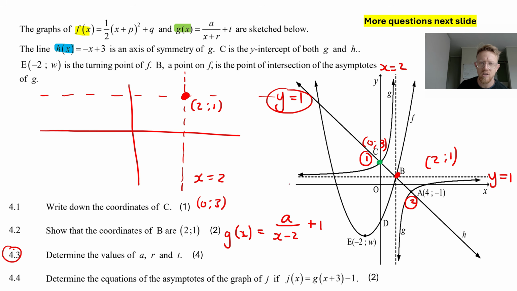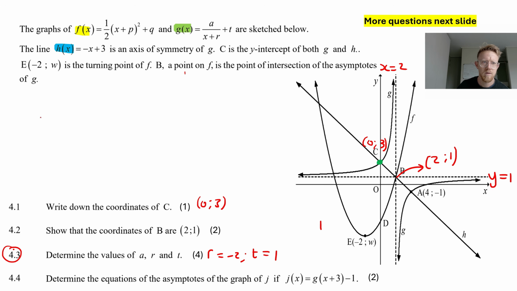So that means that the r value is minus 2. The t value is 1. And then the last thing we need to go and find now is a. But that's easy, because if we have the equation a over x minus 2 plus 1, the only unknown letter is a. So all that you do is you find any point on the graph. So any point on this graph, that graph there, or that part over there. So I'm just going to use that part over there.